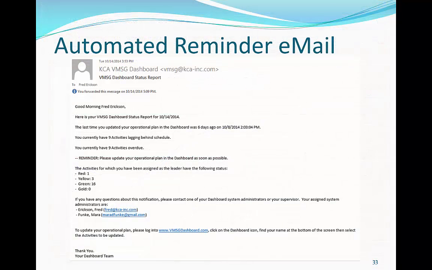The third performance management feature is the automated reminder email system. The system can provide automated email notifications to each person in the system who has been assigned as a team leader for any activities. The messages can be configured to be sent anywhere from daily to monthly. Messages can be triggered for lagging and/or overdue activities, as well as if the person has not updated their information in the system in the last 30 days. This email reminds team leaders to update their information in the system on a regular basis, keeping the information current.